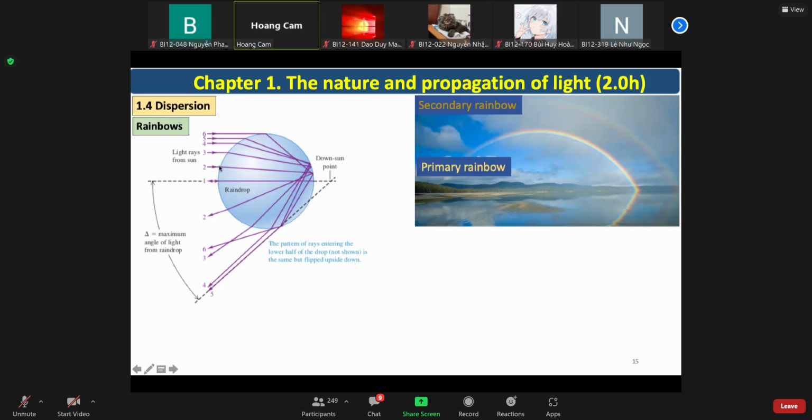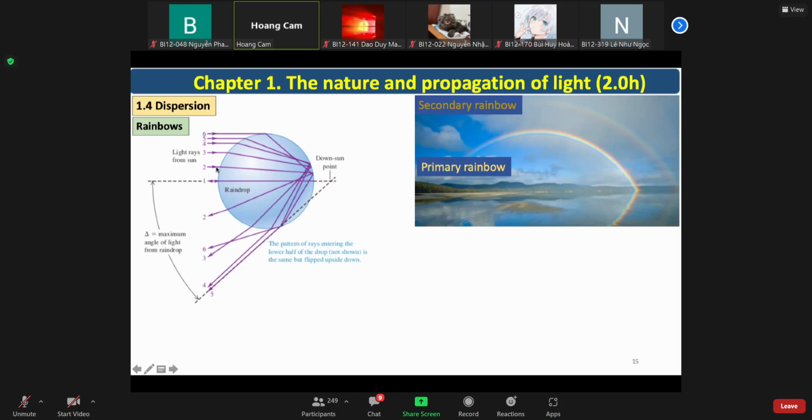For the second one, you can draw like this. If you want to draw more precisely, you make the tangent line here, and then you draw the normal, which is perpendicular to this tangent. In fact, it is the radial line passing through this point and the center of the sphere of the raindrop. Yes, so you got the normal.